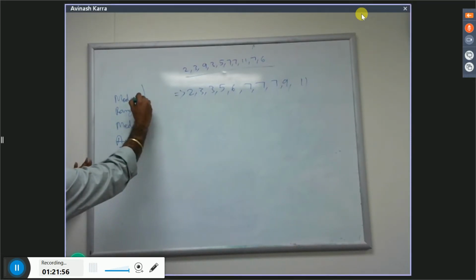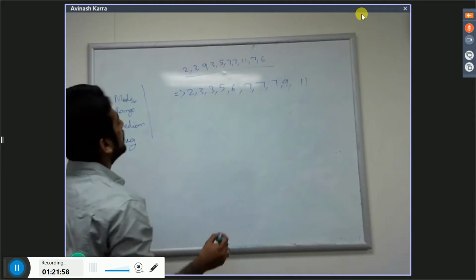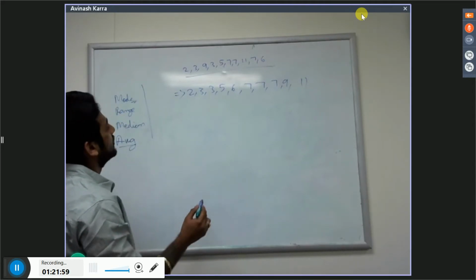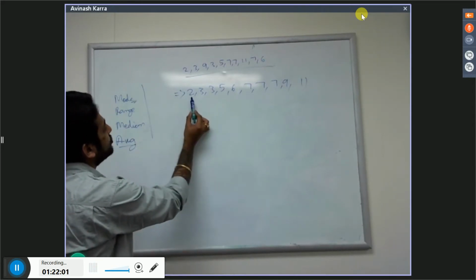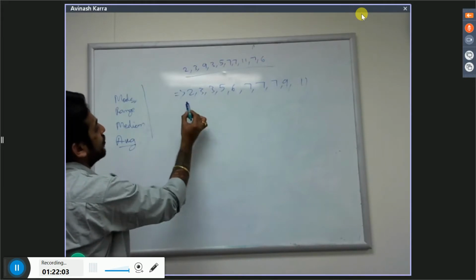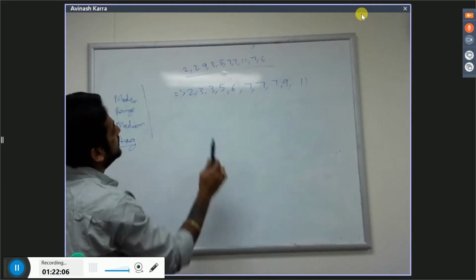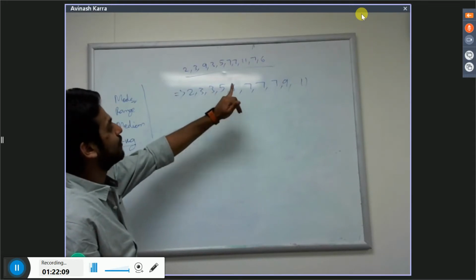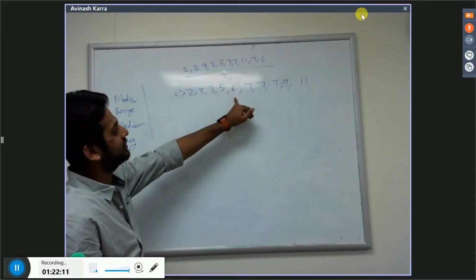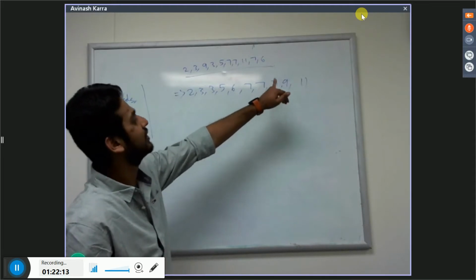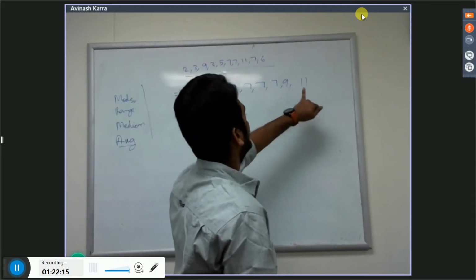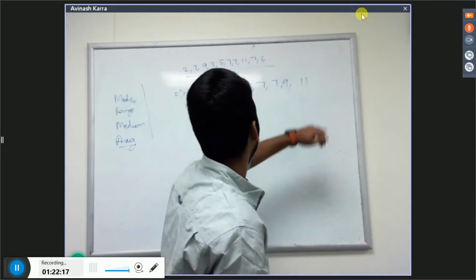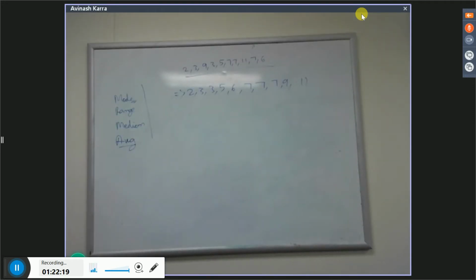Let's start with mode. Mode is nothing but, if you see, how many times does 2 appear? Only once, right? How many times does 3 appear? Twice. How many times does 5 appear? Once. 6, once. 7, 3 times. 9, once. 11, once. So, which is the number which appeared the most number of times?